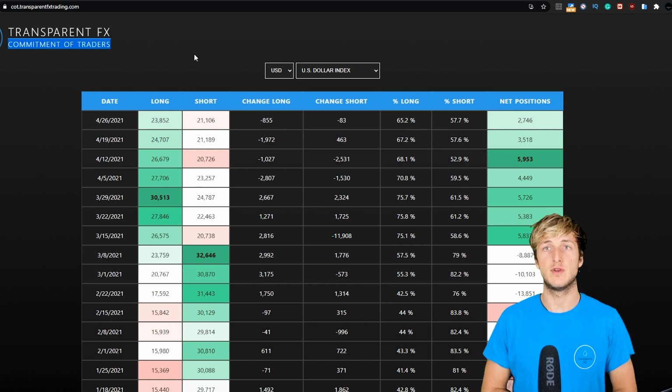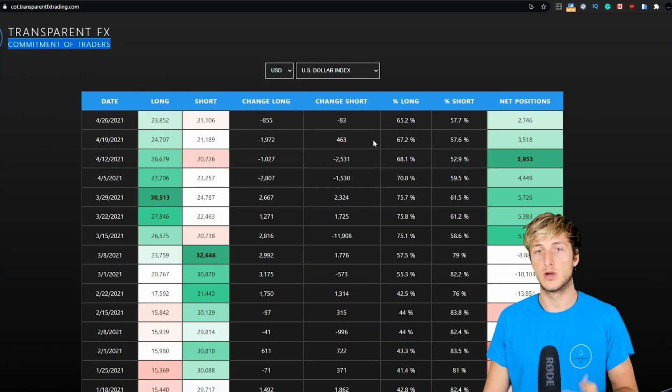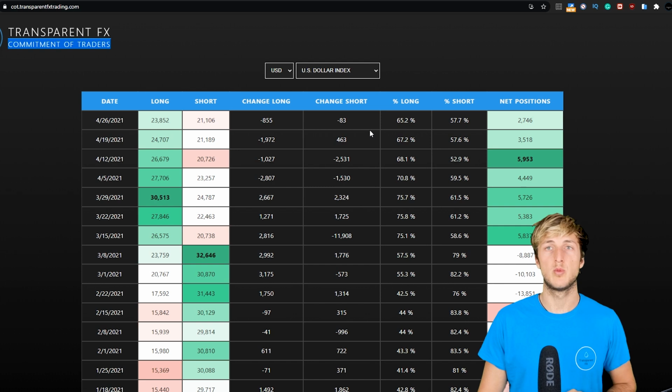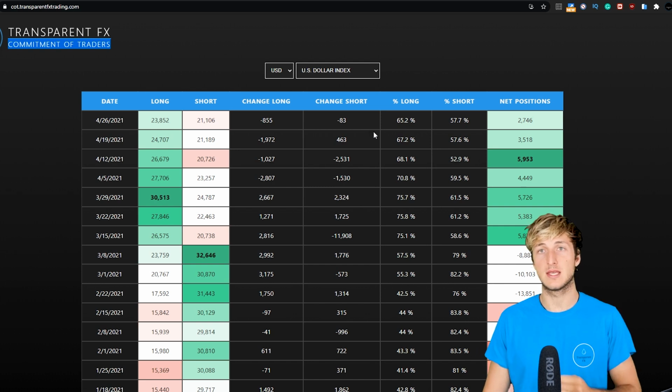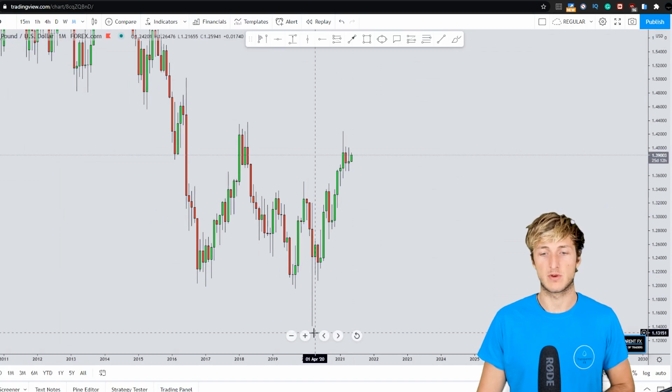And by the end of the video, by using the combination of our technical analysis and our order flow analysis, we will be able to understand where we have the highest probability setup here for this pair. So starting here on the monthly time frame, what do we have?